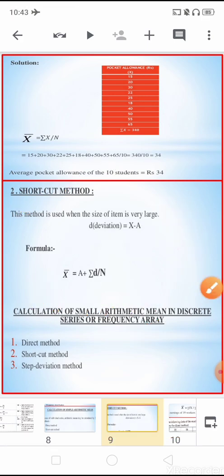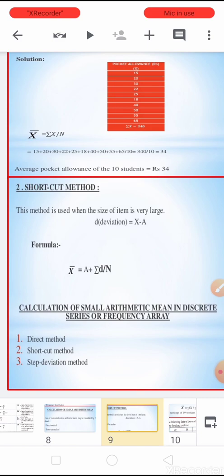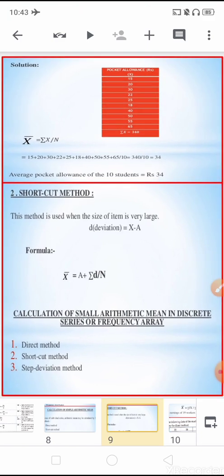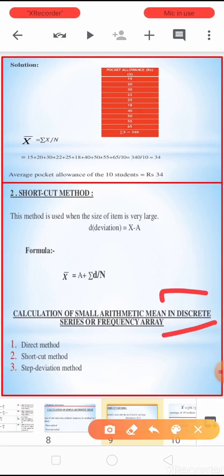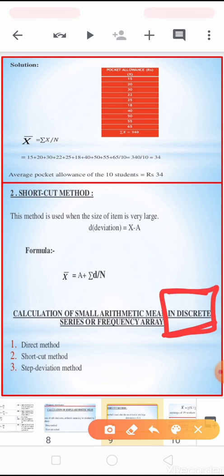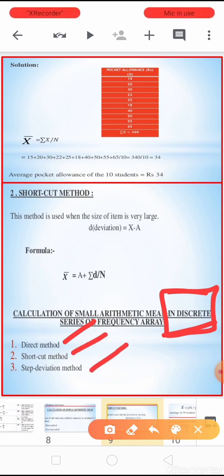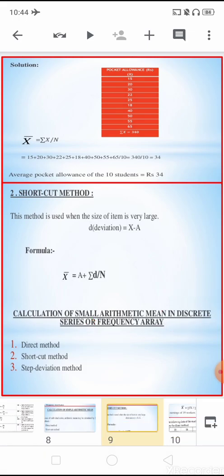Now children, we are moving on to the next kind of series, the discrete series, and we are going to learn how to calculate the arithmetic mean in a discrete series. In calculating the arithmetic mean from the discrete series, we have three different methods. The first is the direct method, then the shortcut method, and the step deviation method. So let us learn in the next slide.